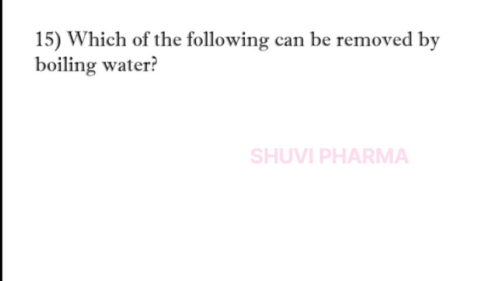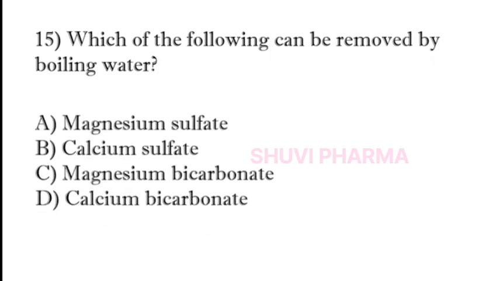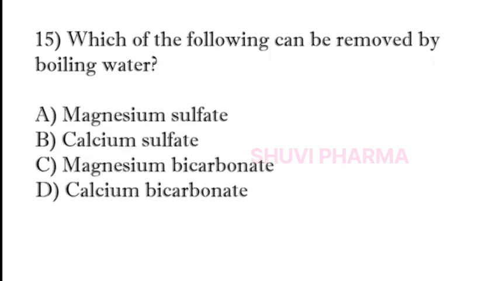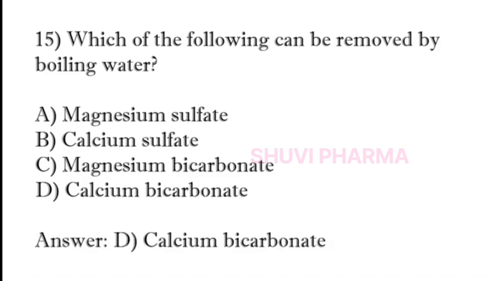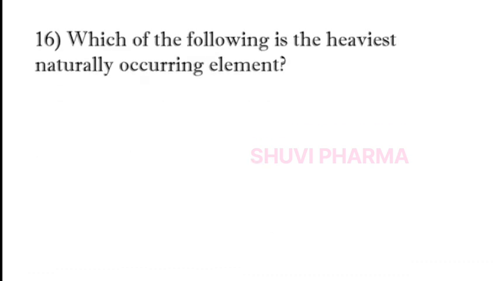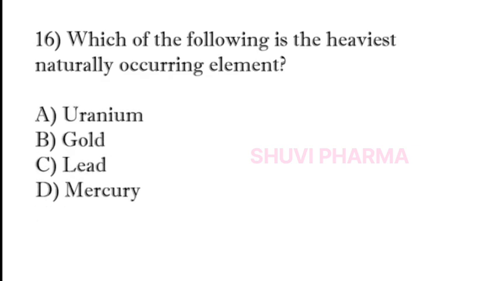Which of the following can be removed by boiling water? Magnesium sulfate, calcium sulfate, magnesium bicarbonate, calcium bicarbonate. The correct answer is option D, calcium bicarbonate. Which of the following is the heaviest naturally occurring element? Uranium, gold, lead, mercury. The correct answer is option A, uranium.